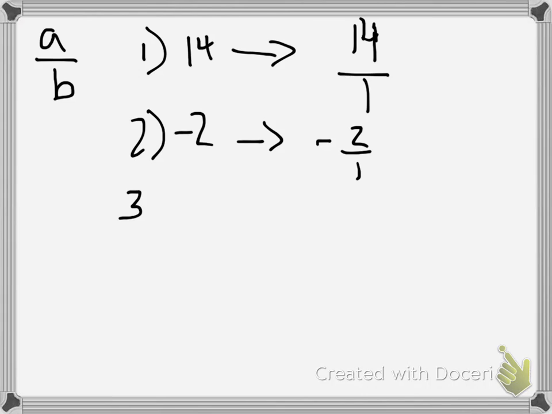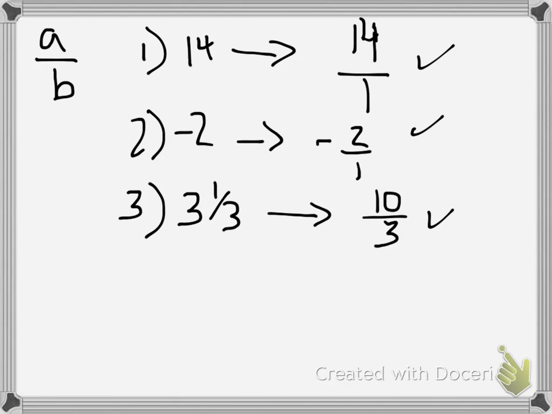But wait, it keeps going. How about fractions? Yes, sir. I'll even do a mixed number, 3 and 1/3. Can this be expressed in the rational number format of a over b? Yes, it can. Excuse me, it is a mixed number. I'll turn it into an improper fraction. 3 times 3 is 9, plus 1 is 10/3. Is this in an a over b format? Yes. Check, check, check.